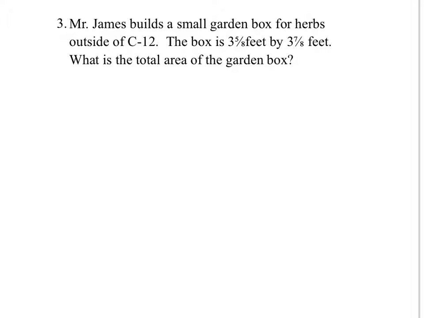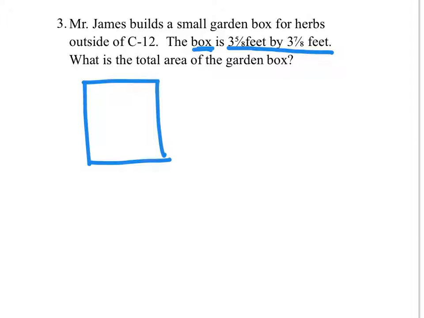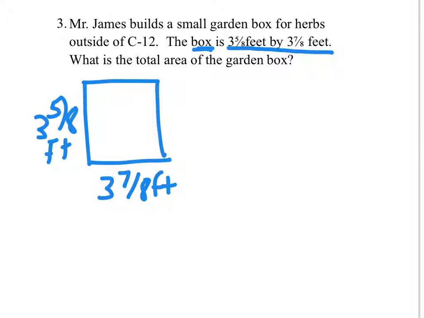So in looking at this area problem, this box has these 2 dimensions, so we're assuming it's a rectangular box. Let's make a little picture of that. So we're saying it's 3 5/8 feet by 3 7/8 feet. Okay. So we want to multiply those 2 things, but to multiply them, we switch to improper fractions. So let's do that.